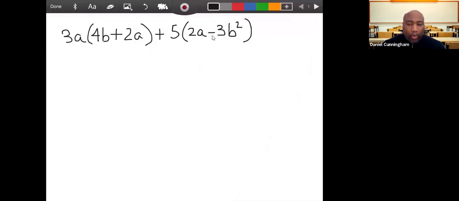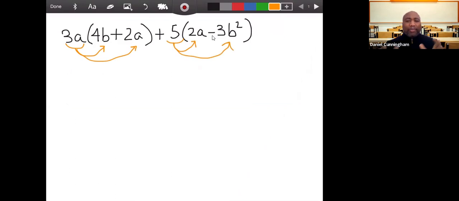Now let's look at one more problem in particular. I wrote it out for us on our whiteboard, and let's get rid of the parentheses and simplify. So for the first problem, we have 3a, and we're going to multiply that to everything inside the parentheses. That's called the distributive property. And do the same thing with the 5. Multiply by everything inside the parentheses. That gets rid of our parentheses. So let's do this. Okay.